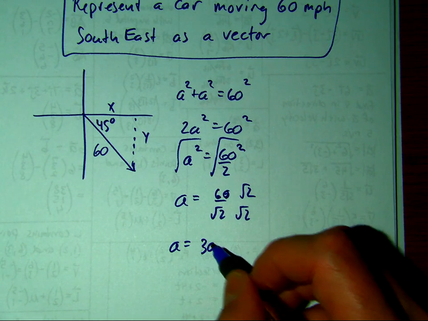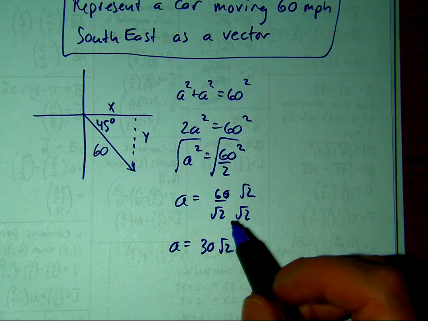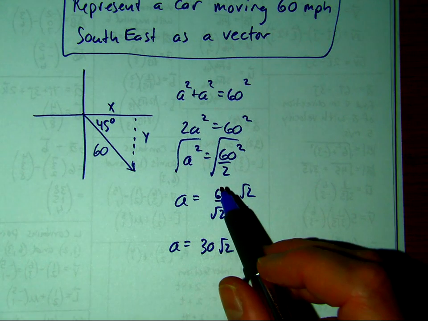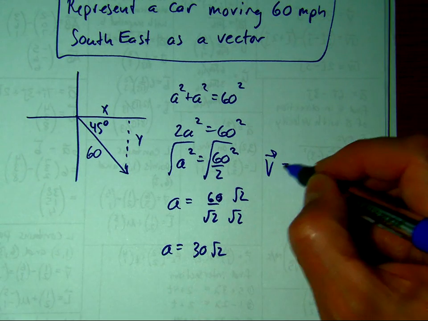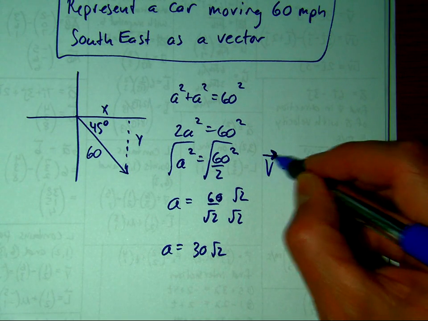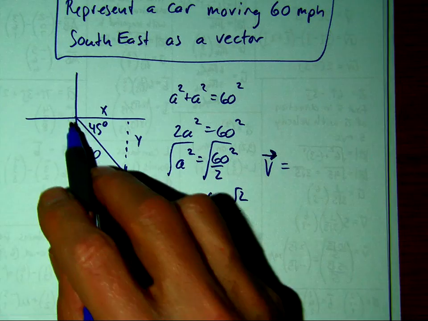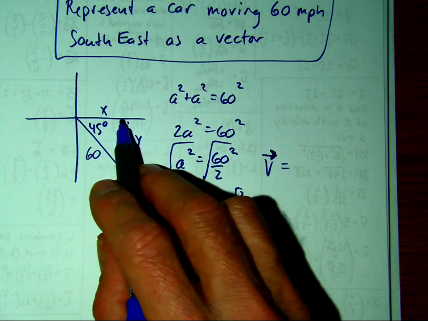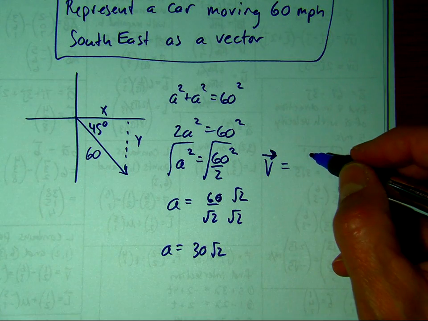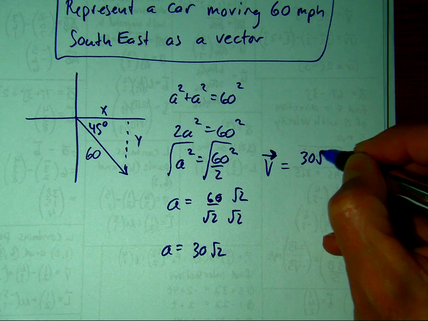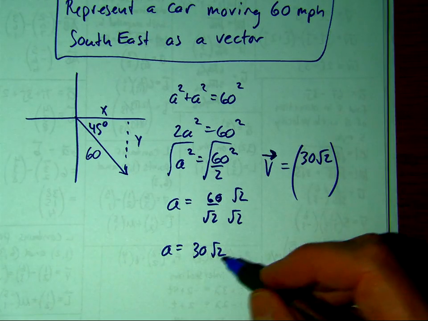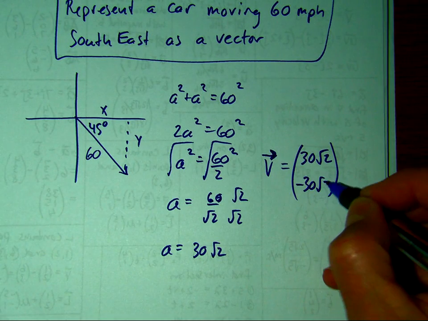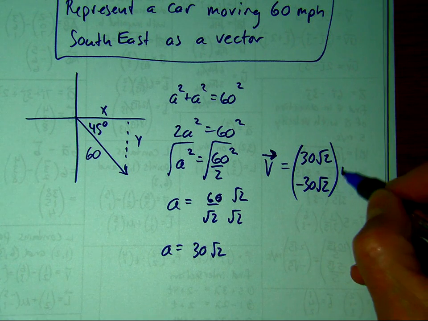We'd end up with 30 radical 2 because there's a 2 in the denominator. 60 divided by 2 is 30. So we can write the vector as moving to the east, which is positive x, and we'll have a positive 30 radical 2. And then we're moving south, and that'll be a negative 30 radical 2, and that'll be in miles per hour.